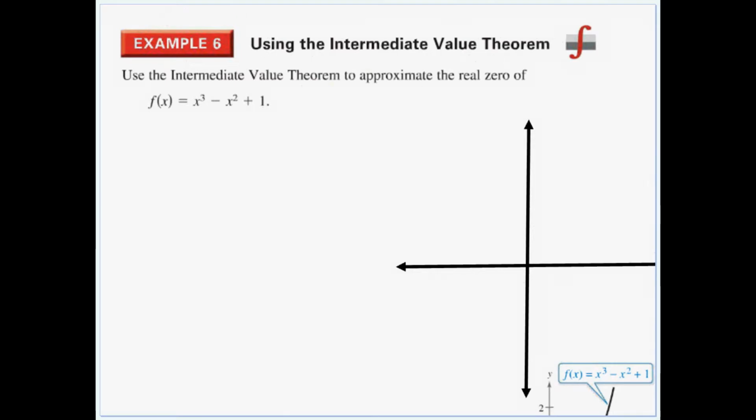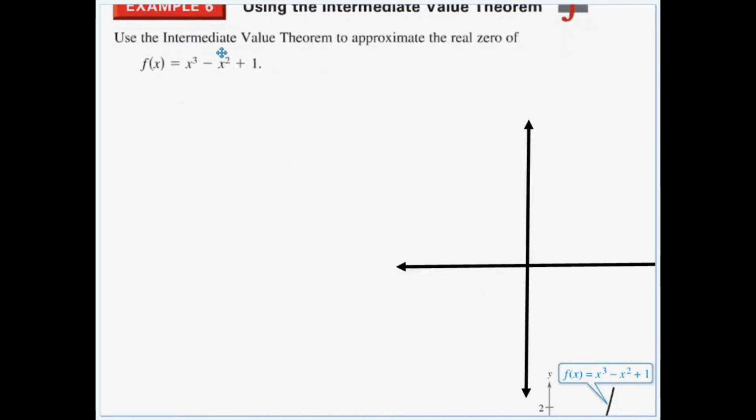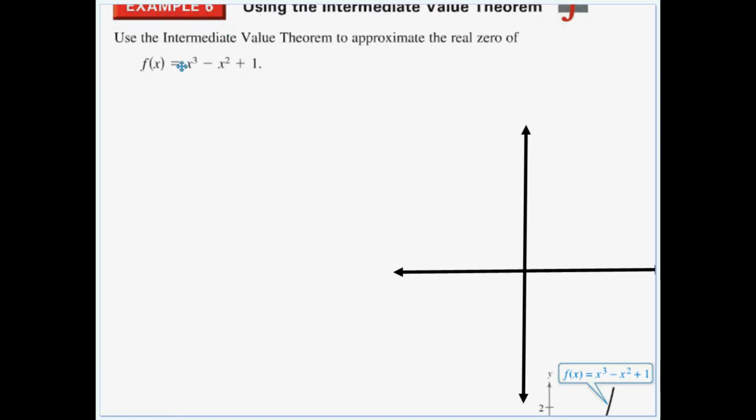So here in example 6, it says use this IVT theorem to approximate the real zeros of this function. We're not going to be able to factor it and set it equal to 0, so we're going to have to try something else. And what we might just start with is trying a little plug and chug, a little trial and error. So let's see. Let's try negative 1.